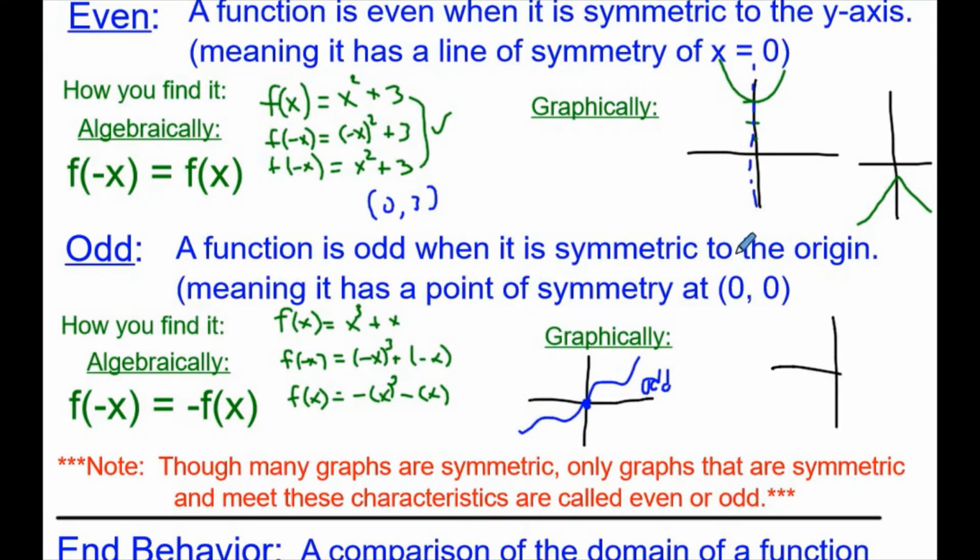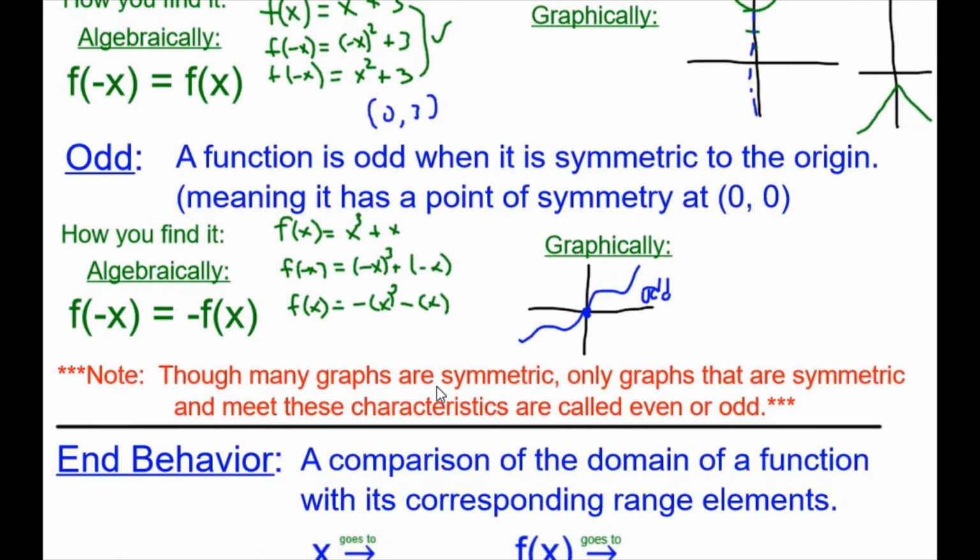So you could have a graph that's perfectly symmetric, a perfect circle. But is this graph symmetric to the y-axis or the origin? No, it's symmetric to this point over here, which is irrelevant. They have to be symmetric to either the origin, odd, or the line x equals 0, the y-axis.